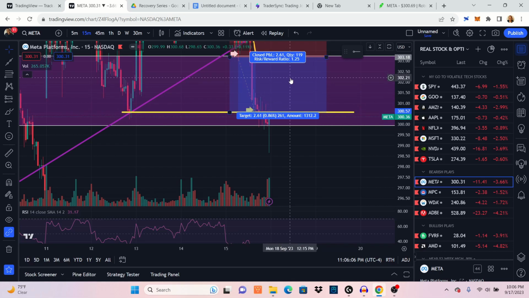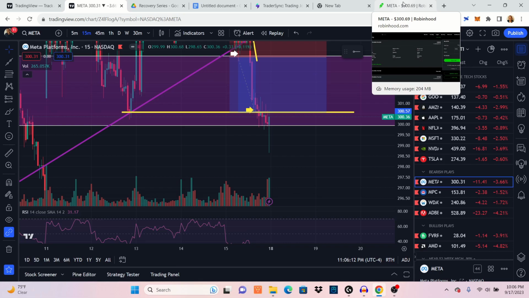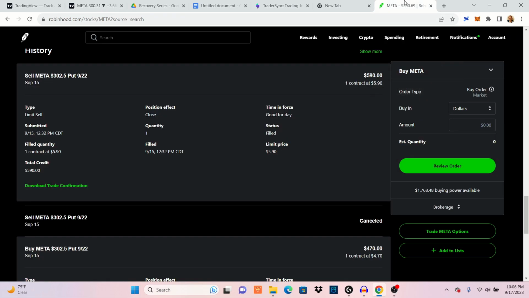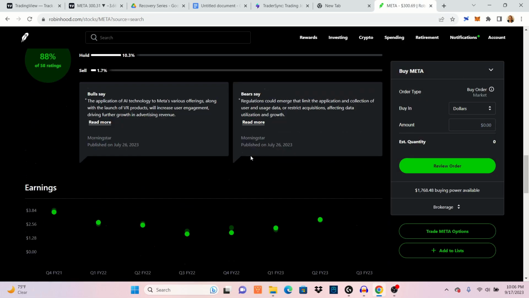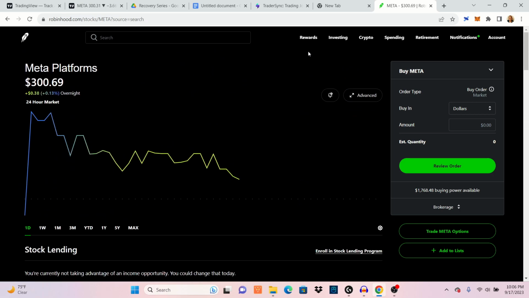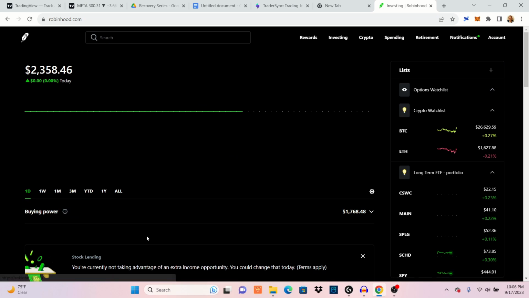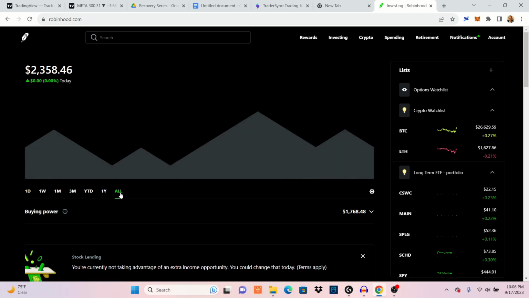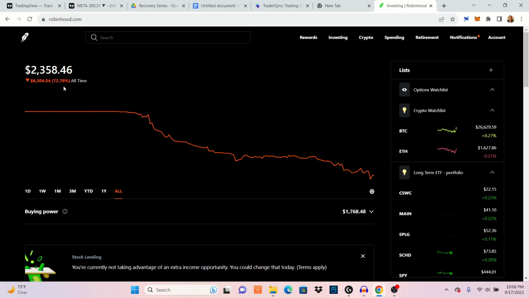And my goal right now is to try to recover my account. So I'm just going to be transparent with you guys. This is my account right now. Not a lot of people actually do it. But if I go to all time, this is how much money I have to recover: $6,304.54. That is the amount of money I've got to recover.